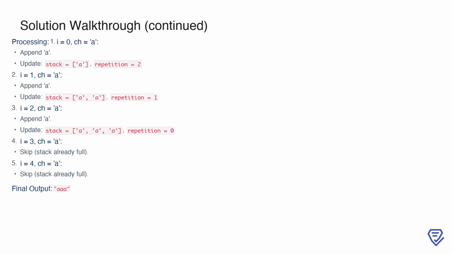required length. For the remaining indices, 3 and 4, the characters are both a, but we skip them since the stack is already full. The final output for this example is AAA, which is the smallest lexicographical subsequence of length 3 containing exactly 3 occurrences of the letter A.